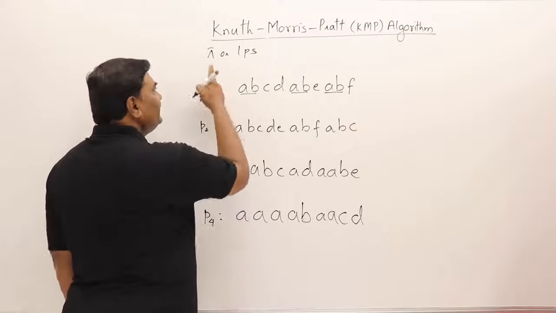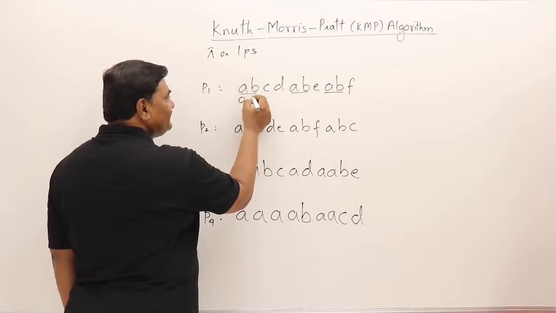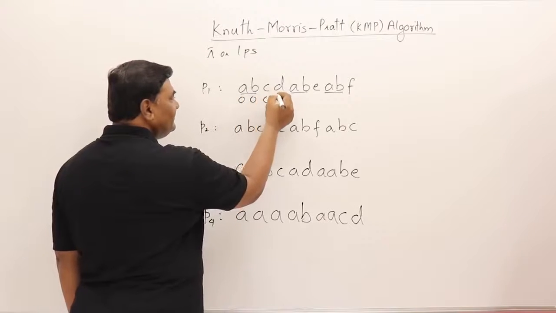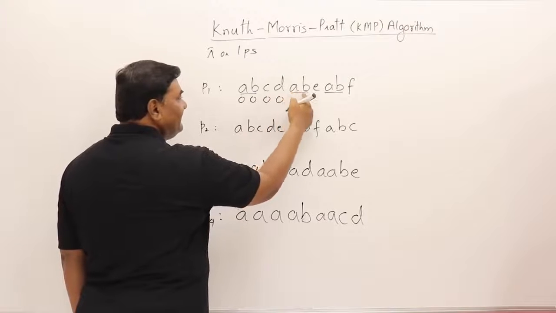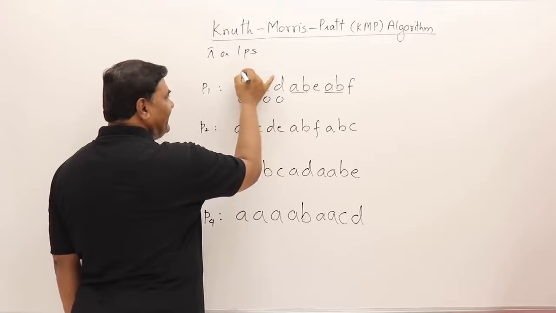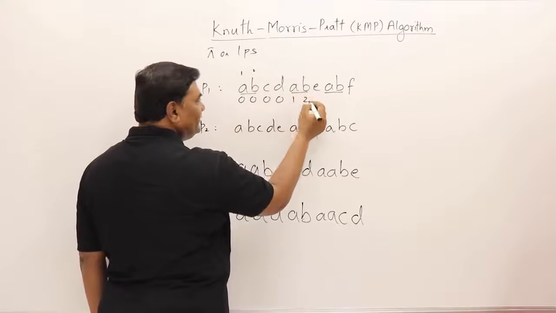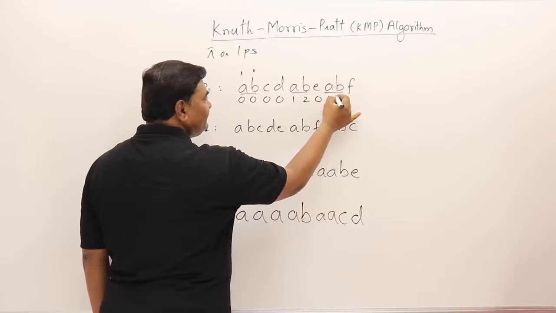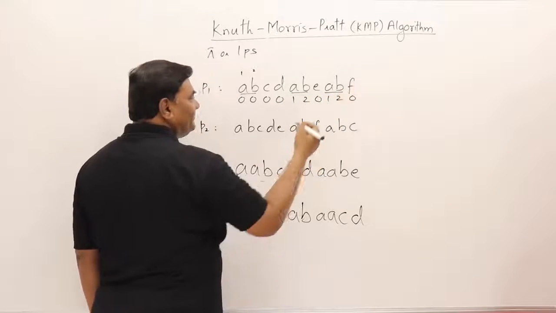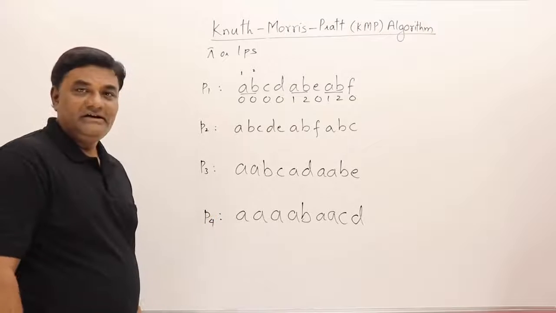So what we do is, we'll prepare a table. We'll write 0, 0, 0, 0. This AB is matching with the first and second. As I said, the indices we will start from 1, 2 onward. So this is matching with 1 and 2. This is not matching. This is matching with 1 and 2. This is not matching. This is the pi table.